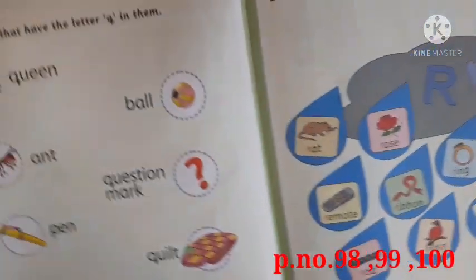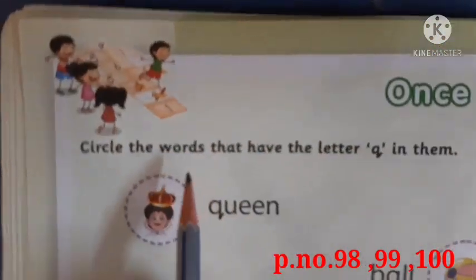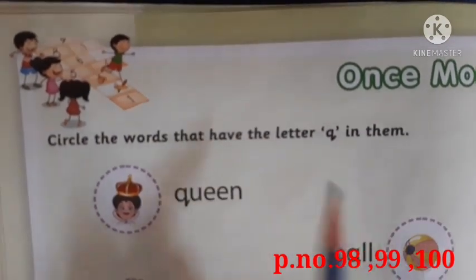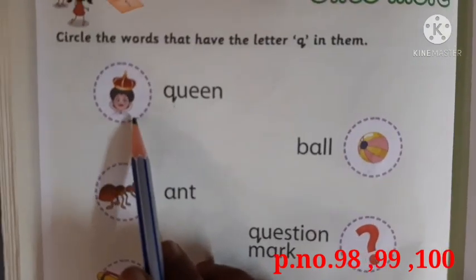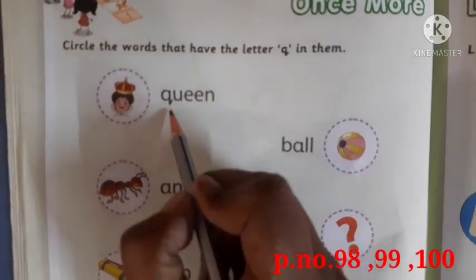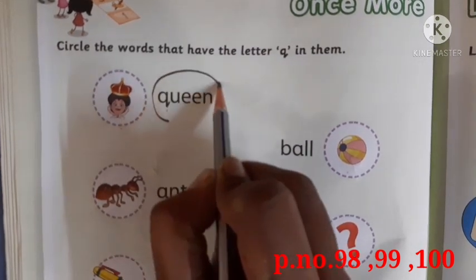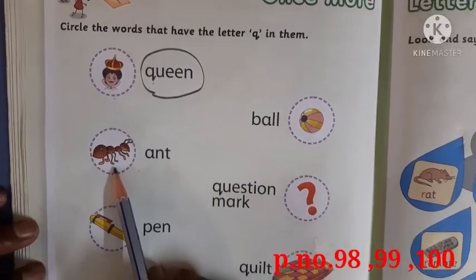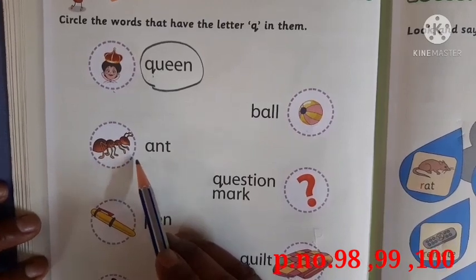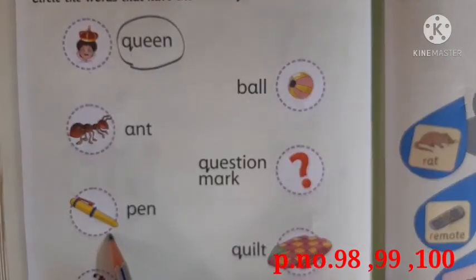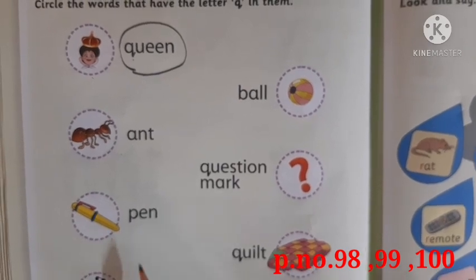Turn the page. Page number 100. Circle the words that have the letter Q in them. Which picture is this? Queen. Which picture is this? Queen. So, where is Q? First letter Q. So, circle it. Which picture is this? Ant. Q for ant? No. So, don't circle it. Which picture is this? Pen. Q for pen? No. So, don't circle it.